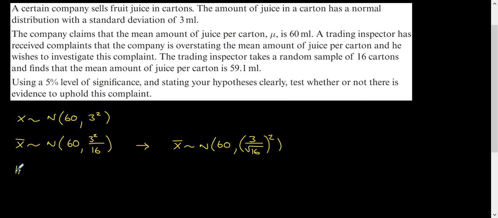So state our hypotheses clearly. The null hypothesis: there's nothing to see here, everything is as normal. Therefore, for our null hypothesis, mu is 60. The alternate hypothesis is what we are actually testing for. If the company is overstating the mean, then the belief is that the mean is less than 60. So this is our hypothesis. We have a significance level of 5%, and this is a one-tailed test.